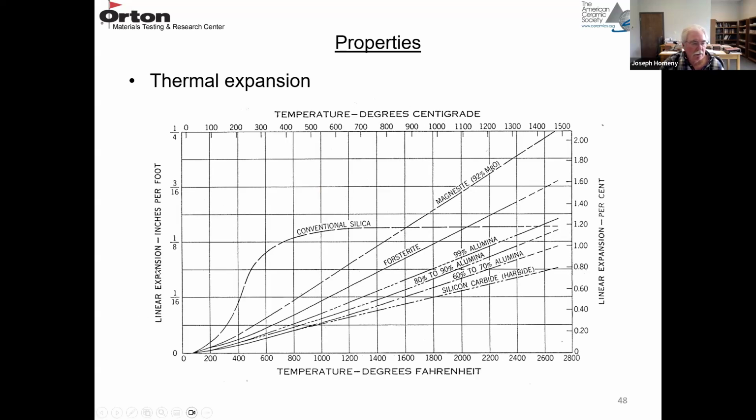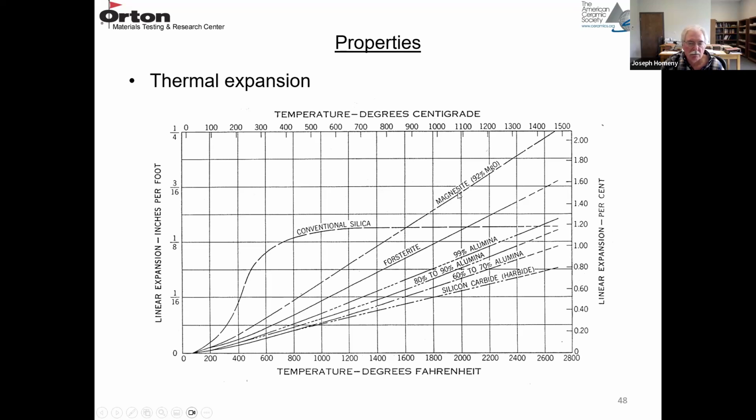So this is a plot of linear expansion. This is inches per foot, and it goes up to a 1/4 inch per foot. And this is linear expansion in percent. The bottom is temperature in degrees F. The top is temperature in degrees C. So we'll go over all of these refractory compositions in this course, but silicon carbide is covalently bonded. It's got a very low thermal expansion. Well, not very low, but it's the lowest of the refractories. The lower the thermal expansion, the better the thermal shock resistance.